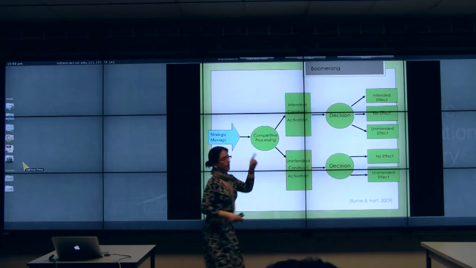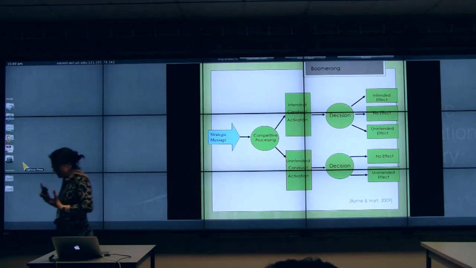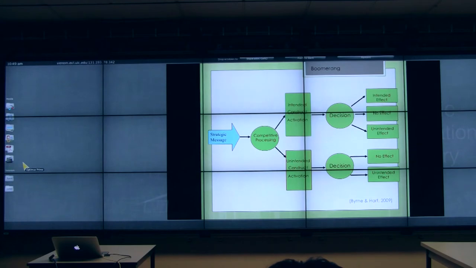If you process the intended, there's a chance that you might end up doing what the designers of the message intended you to do. Bingo. Or not, or boomerang. Yes? Isn't it likely that with many messages, you might be doing both things at the same time, that there are competitions?